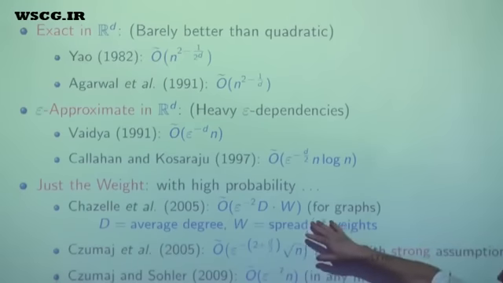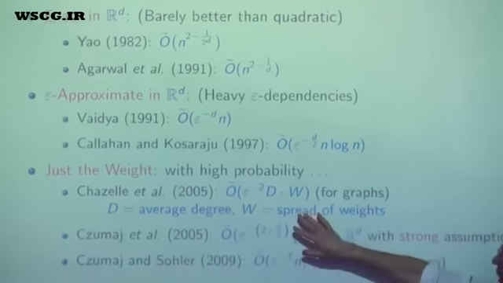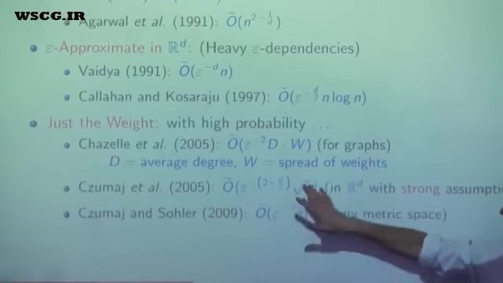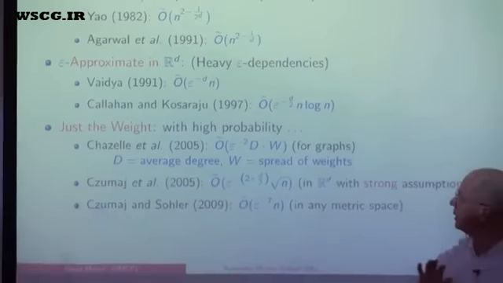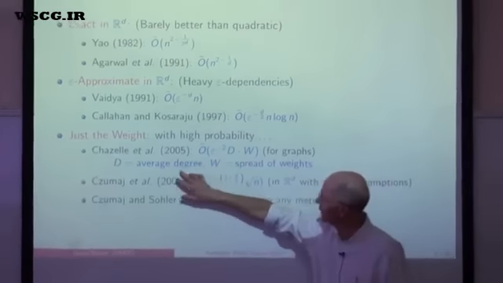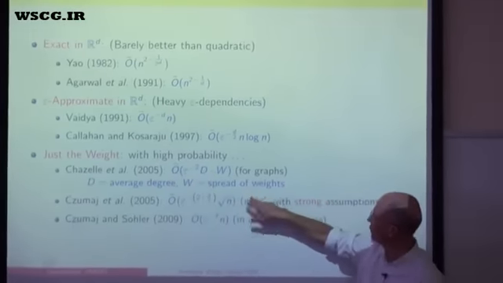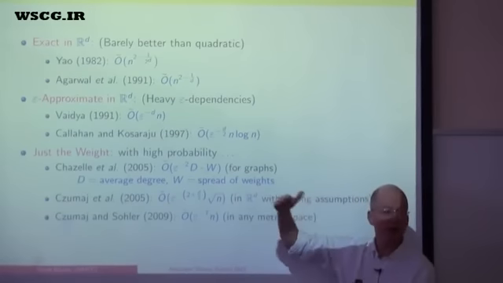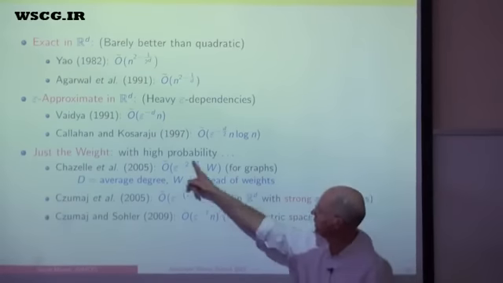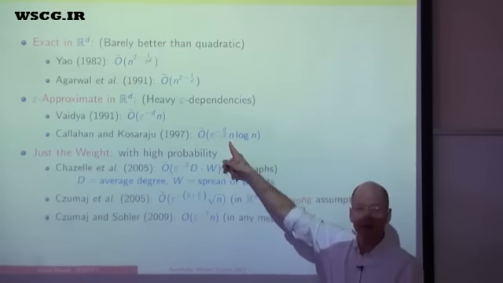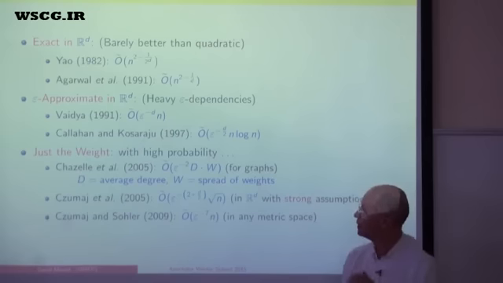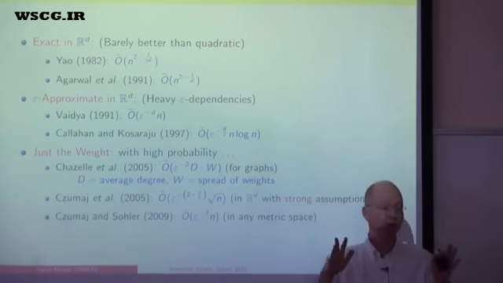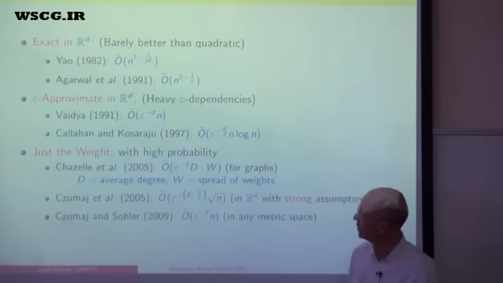So Chazelle and a number of other authors have shown that for a general graph, I can compute just the weight, not the actual spanning tree, in time that is proportional to the average degree of the graph and sort of the ratio between the highest weight and the lowest weight in the graph. Notice this has no dependence even on n. So in particular, you have no hope of outputting the entire MST. It just tells you a number, 73. This is the weight, roughly speaking, up to epsilon, of the spanning tree.